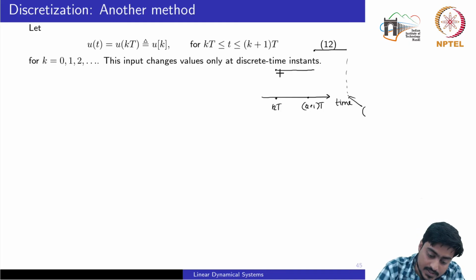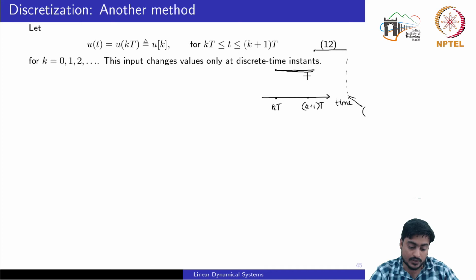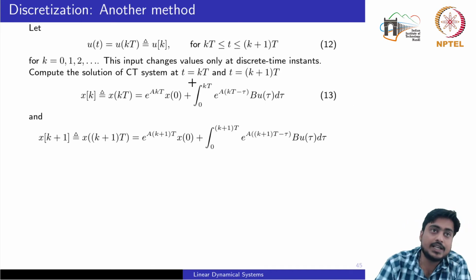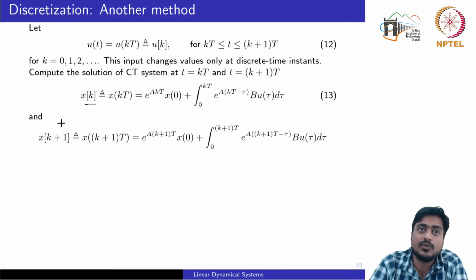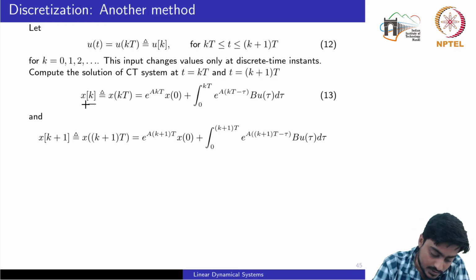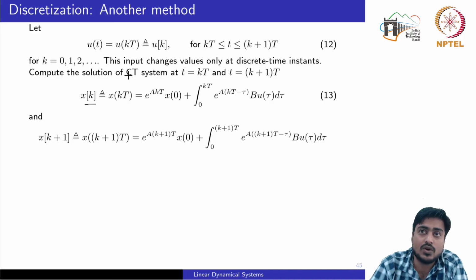Now since this is a continuous signal between the two sampling instants, I can use the continuous time solution to write the solution between these two sampling instants, right? So let's see. I compute the solution at t equal to kT and also at t equal to (k+1)T. I am using this notation in the square brackets just to explicitly denote that we are dealing in the discrete time. So we have x[k] which is equivalent to x(kT). We can remove the sampling time once it is fixed for all the computations.